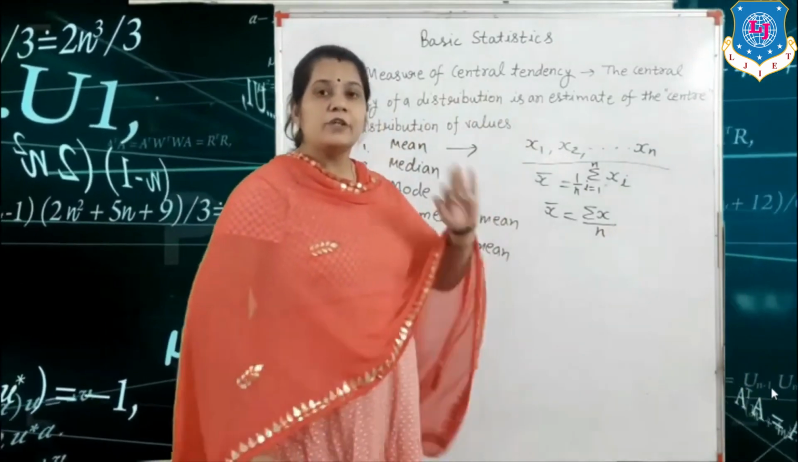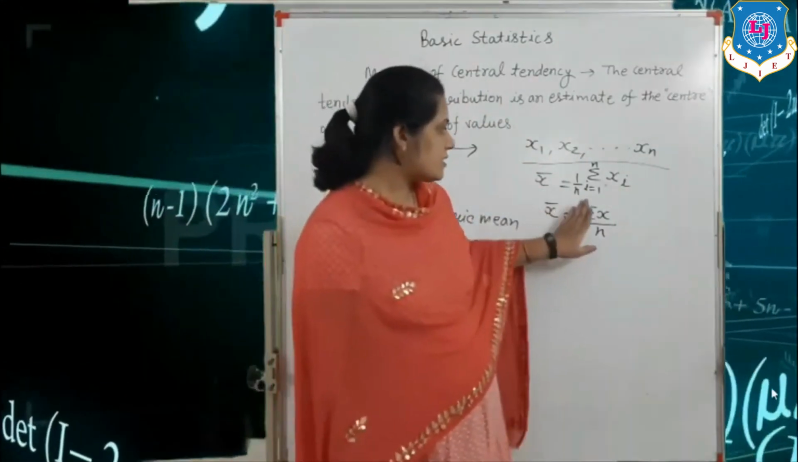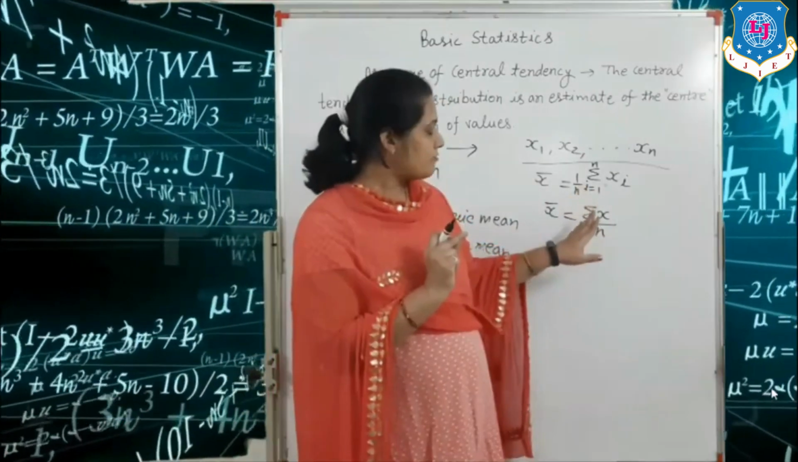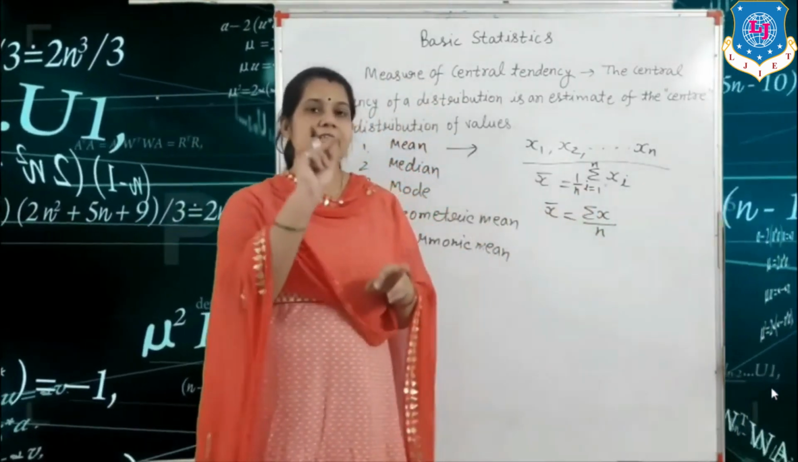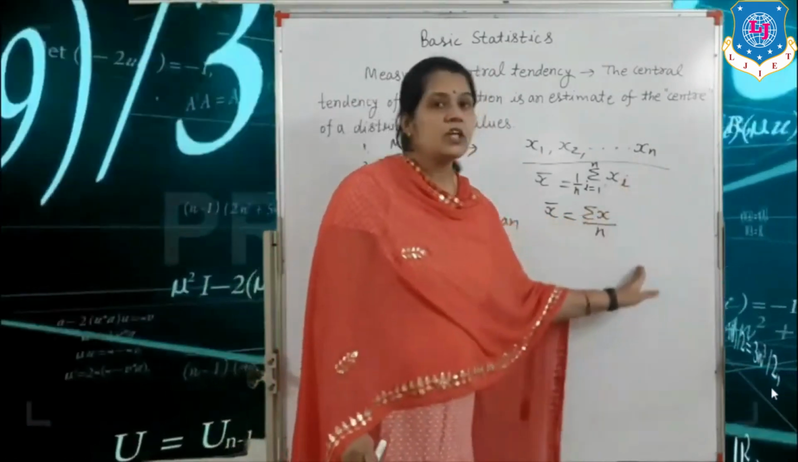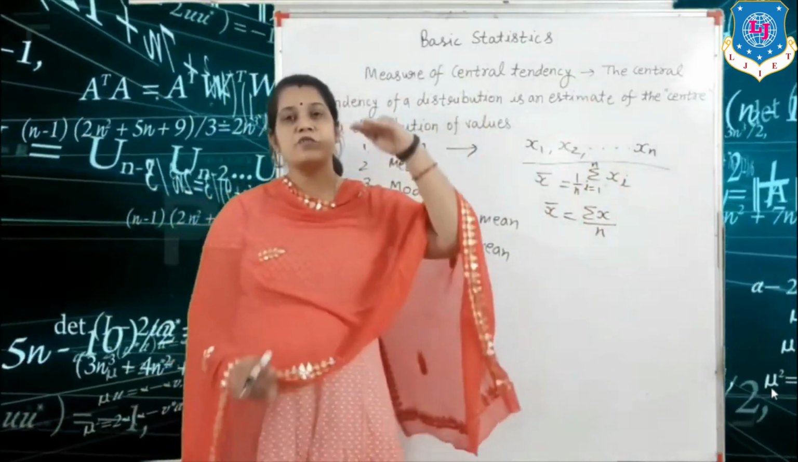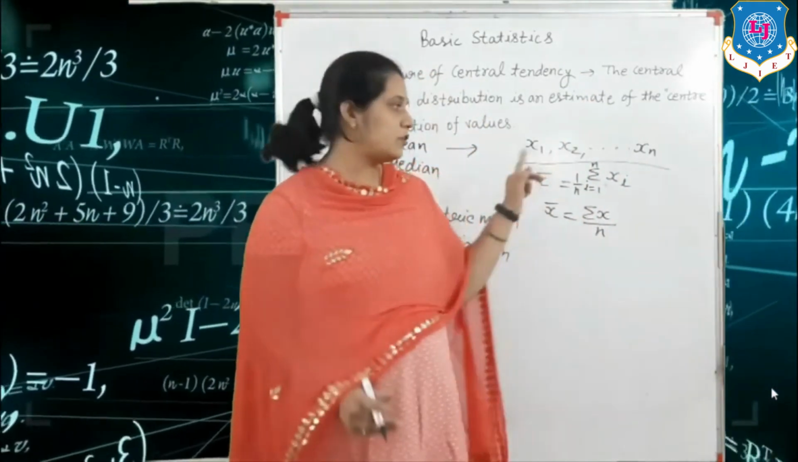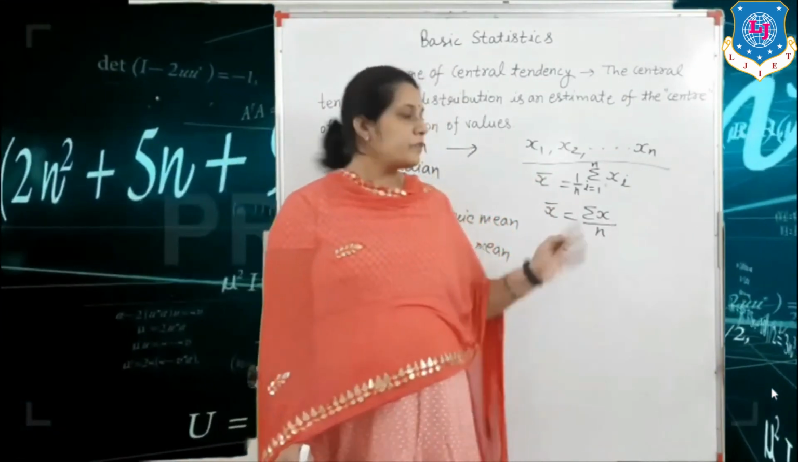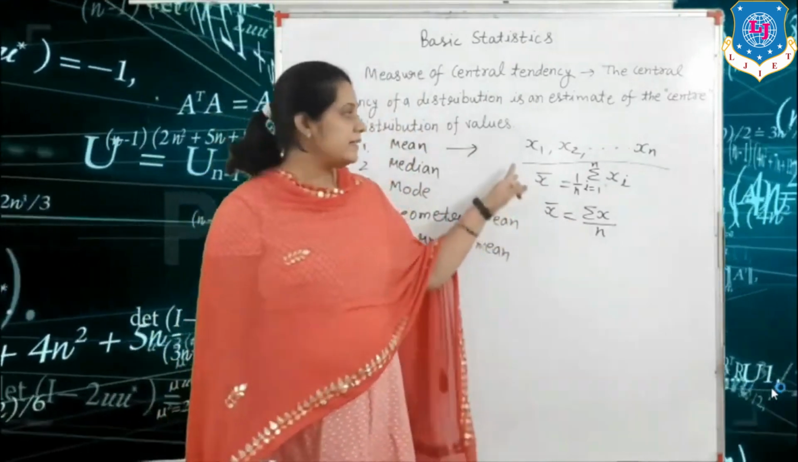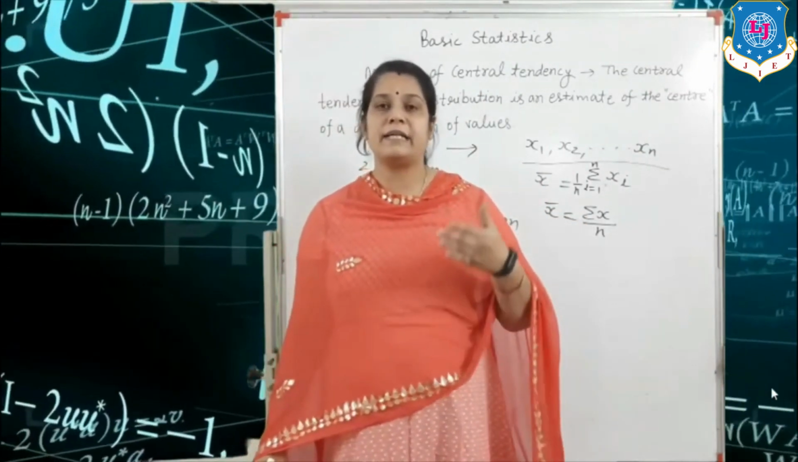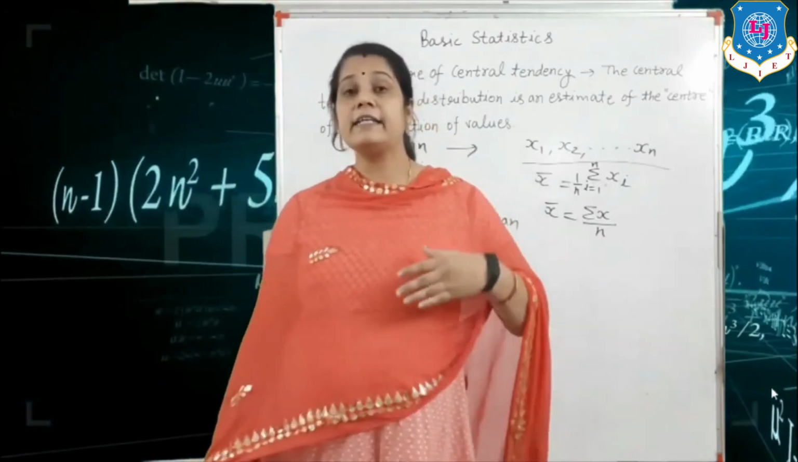Don't be confused here. First hide the summation. After that, you see only the x. So first we have the column of x. You add all the values in the column of x and divide by the number of terms. This is your x bar, and this is the pattern of ungrouped data for finding the arithmetic mean. Got it?